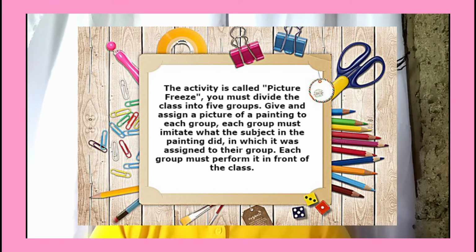So next one is motion pictures. The activity that I made is called picture freeze, and I must divide the class into five groups, and give an assigned painting to each group. Each group must imitate the subject in that painting, and perform it in front of the class. For example, I have here a painting by Michelangelo, called Merisi de Caravaggio.